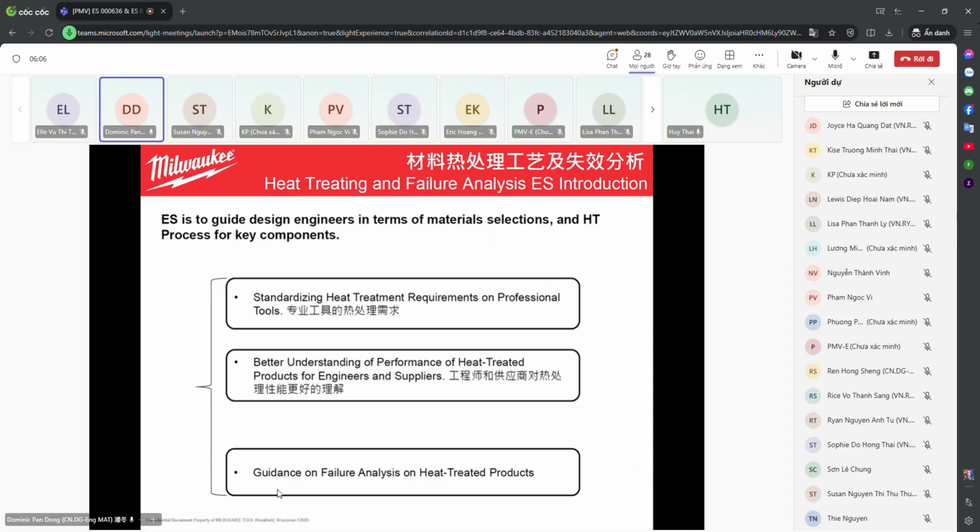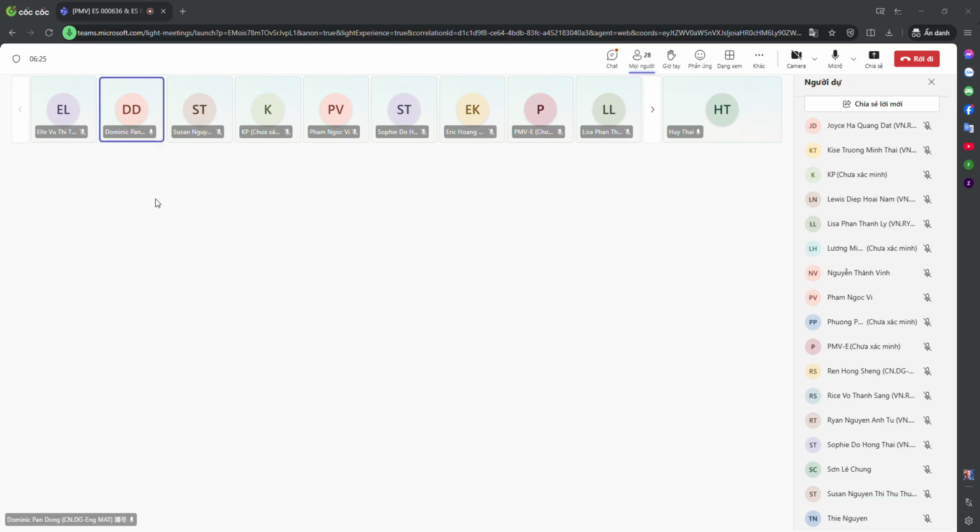Basically, it would be focused on 3 aspects. First, standardizing heat treatment requirements on professional tools. Second, better understanding of the performance of heat-treated products for engineers and suppliers. Third, guidance on failure analysis on heat-treated products.